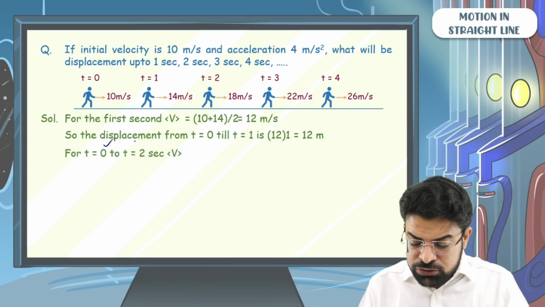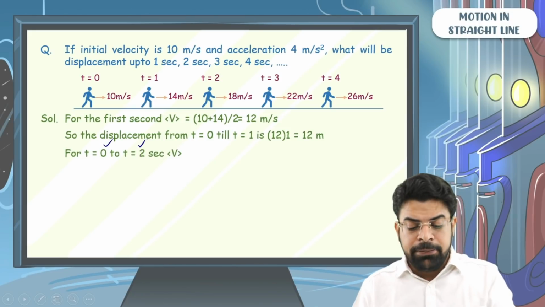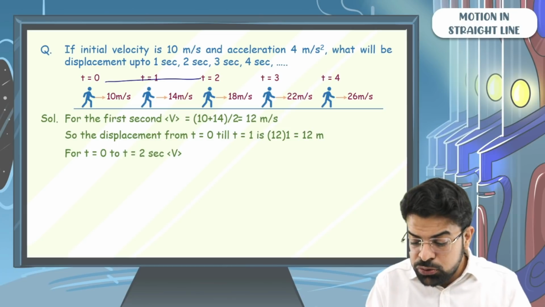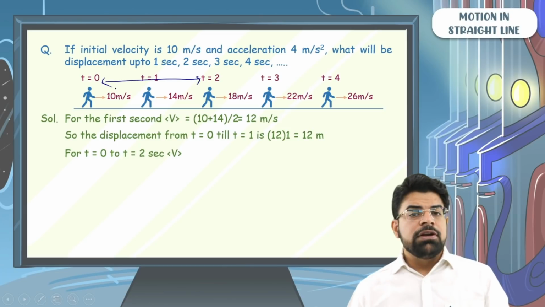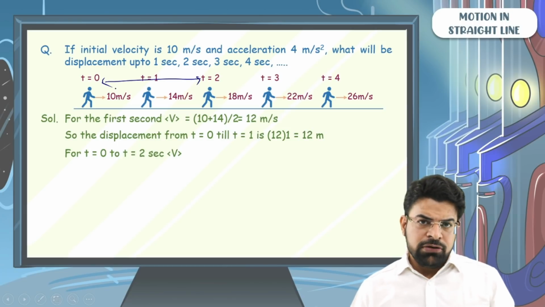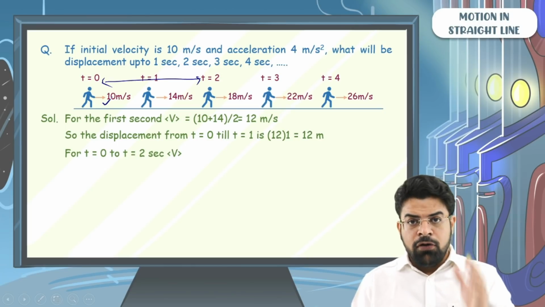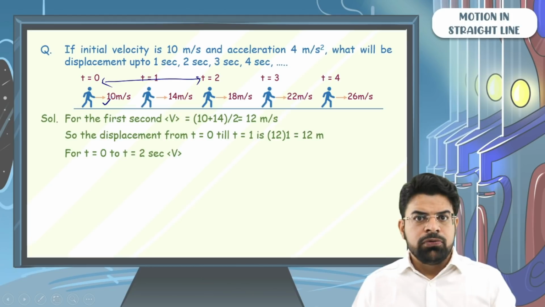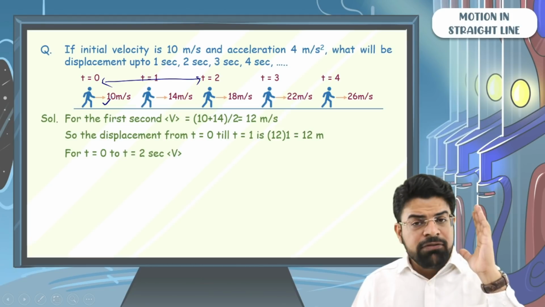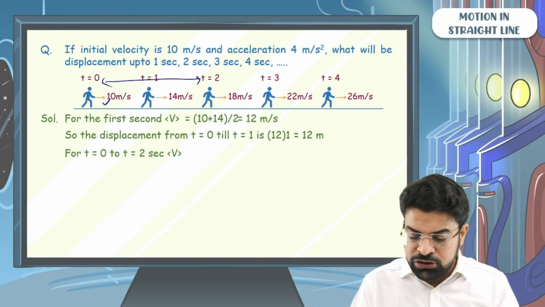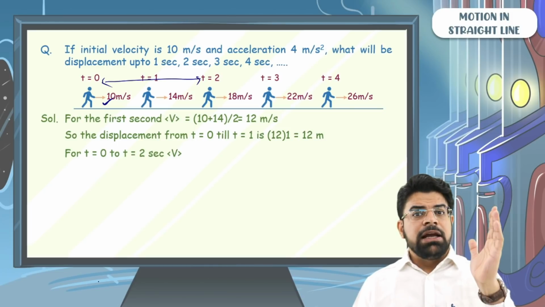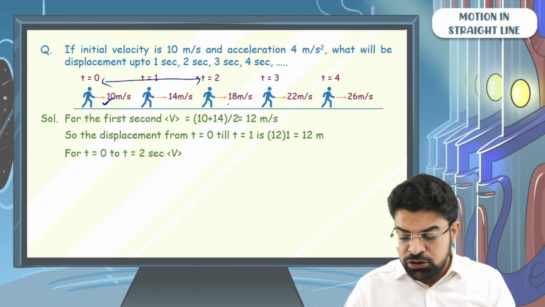From time equals 0 till time equals 2. For this 2-second time frame, what will you take as the average velocity? You will say, sir, at the very beginning of this 2 seconds, the velocity is 10. At the very end of this 2 seconds, velocity is 18.